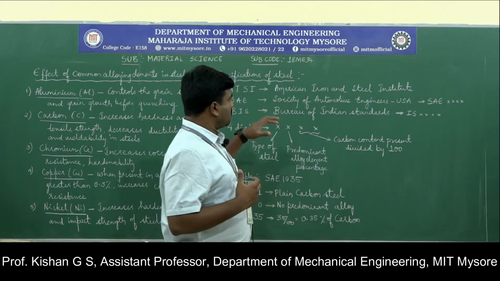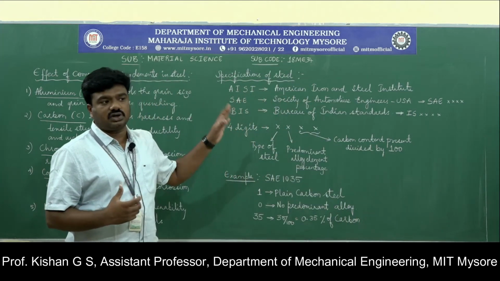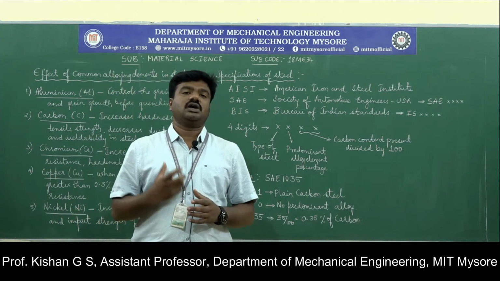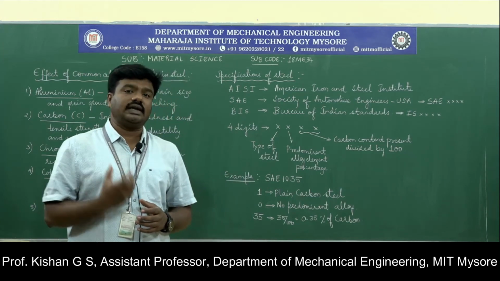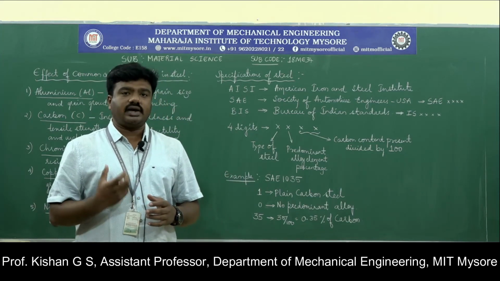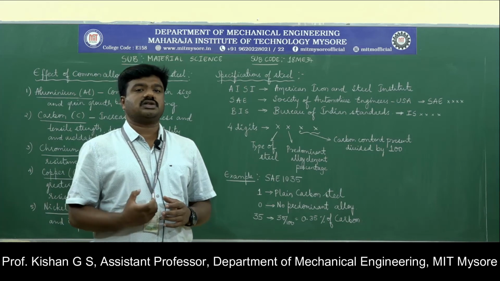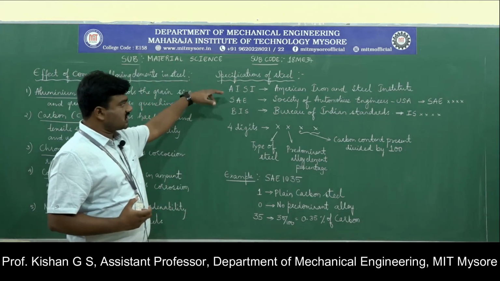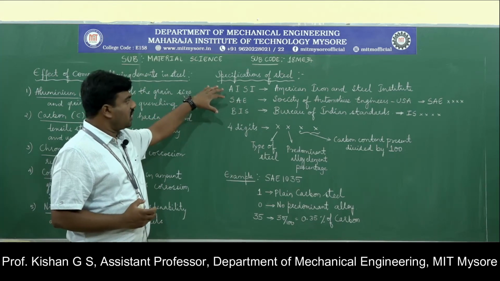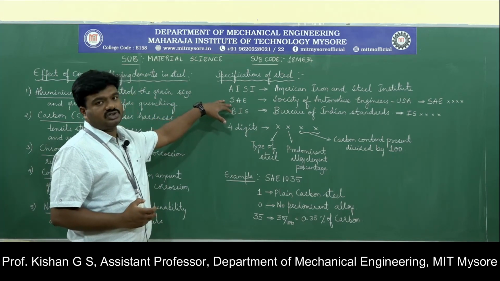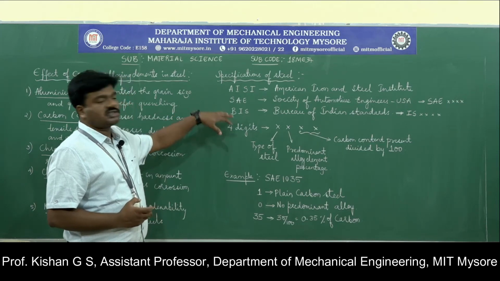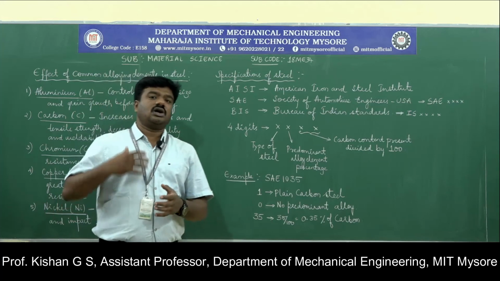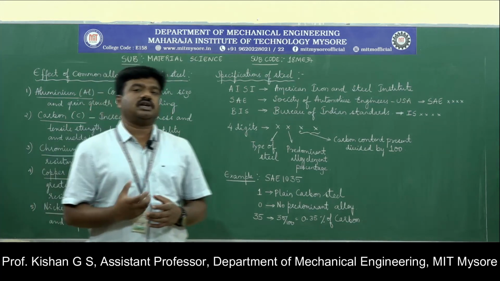Next, the last topic, specification of steel. Whenever we identify steel, it has to be identified with particular grades or a particular standard. To specify the grade and standard, we have 3 bodies. One is AISI, that is American Iron and Steel Institute, SAE, Society of Automotive Engineers USA, and BIS, that is Bureau of Indian Standards.